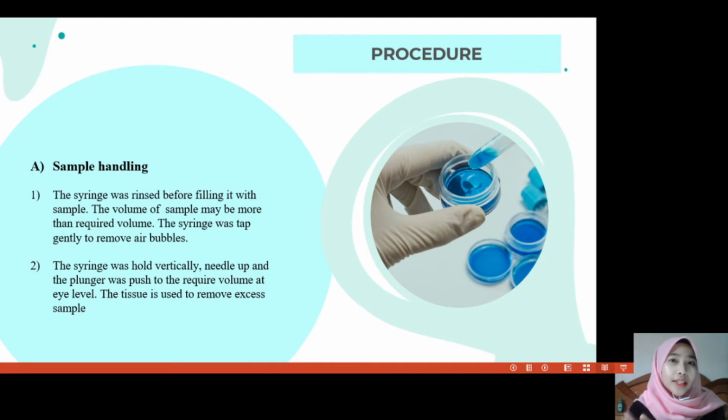The first step of the sample handling is that the syringe was rinsed before filling it with the sample. The volume of the sample may be more than the required volume. The syringe was gently tapped to remove air bubbles, because when we run this experiment, there are a few air bubbles in the syringe. The second step is the syringe was held vertically, needle up, and the plunger was pushed to the required volume at eye level. The tissue is used to remove excess sample.